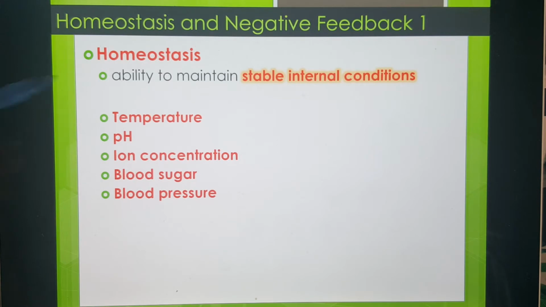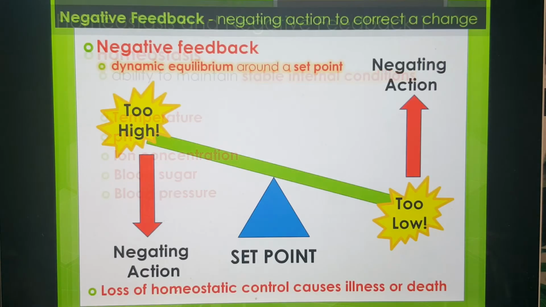Things that we keep stable: our body temperature, our body's pH, the levels of ions in our bloodstream or in other fluids in our body, our blood sugar. Particularly for diabetics, they have to maintain that. Our blood pressure is important. If there's too much blood pressure, you might end up breaking a blood vessel or causing issues with getting nutrients and waste products from tissues.